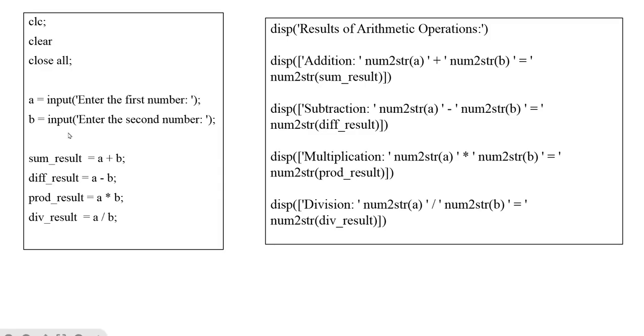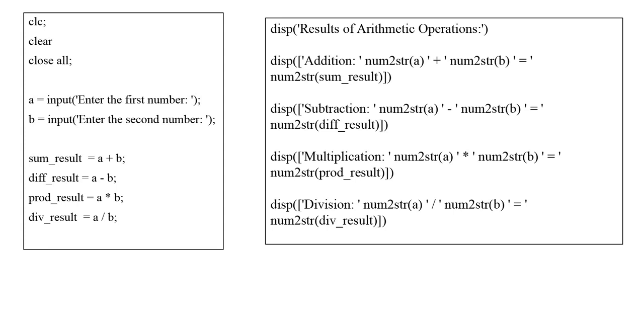After that we'll perform the arithmetic operations, that is, sum_result for the sum, a plus b, then for subtraction you will use a minus b, for multiplication a into b, and for division a divided by b, and each result will be stored in a separate variable. For the sum we have used sum_result as the variable, and similarly one each for the difference, the product, and the division. Now we need to display the results. For displaying the results of arithmetic operations we'll use the disp command.